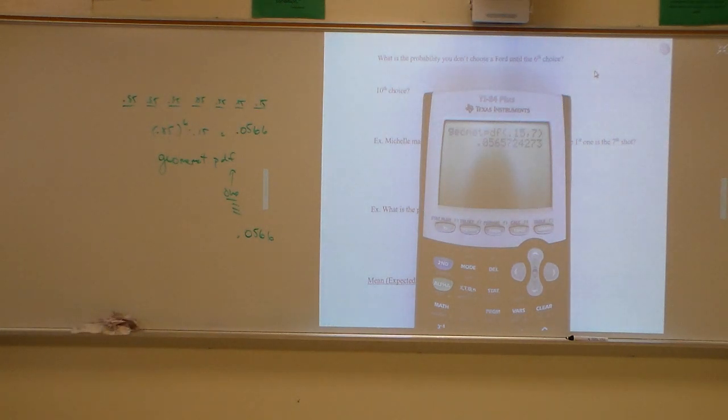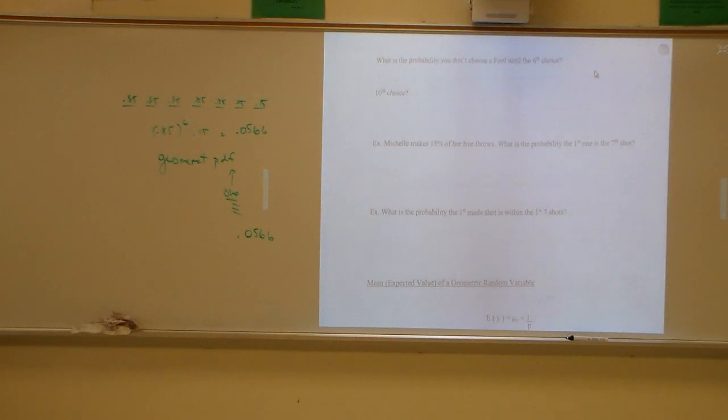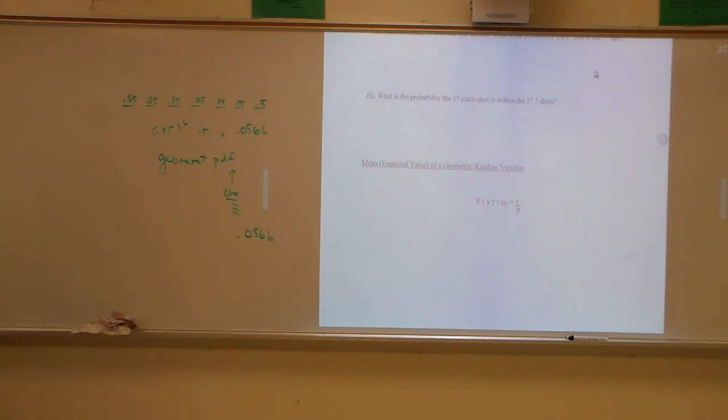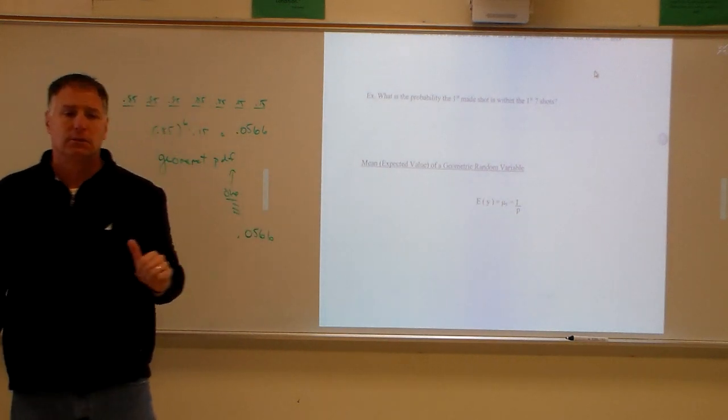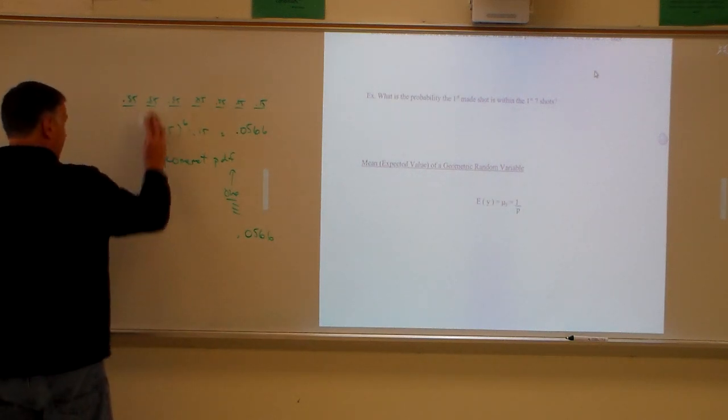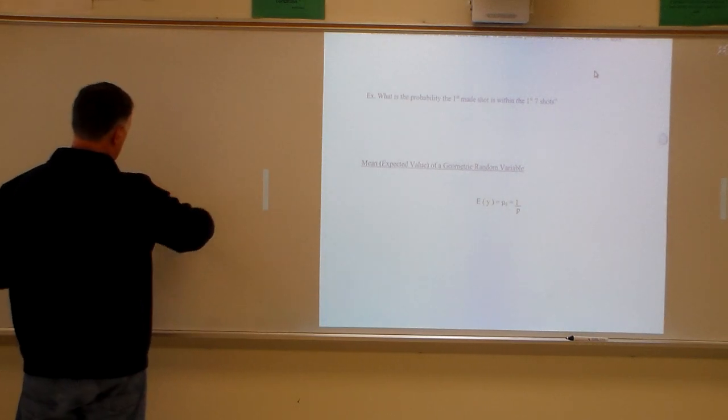All right? So, what's the probability that the first shot is made within the first 7 shots? For this, what I want you to do is try to write that as an inequality. Write it as an inequality. And then we're going to break it down. We're going to figure out how to do it.